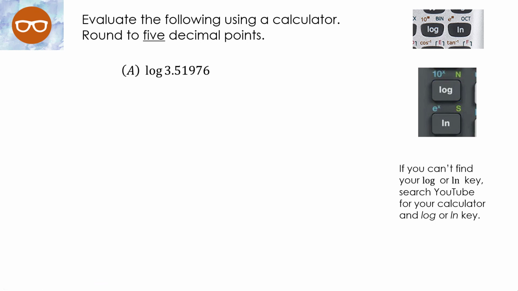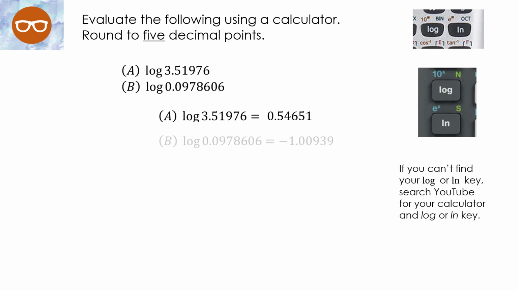All right, it's time to take your calculator and type log 3.51976. And you should get 0.54651. How about the log of 0.0978606? For that one, you should get negative 1.00939. How about the natural log of 326.55?